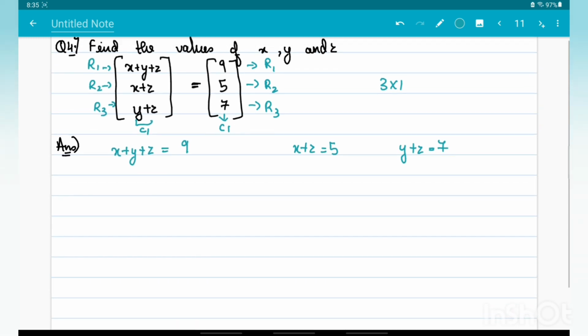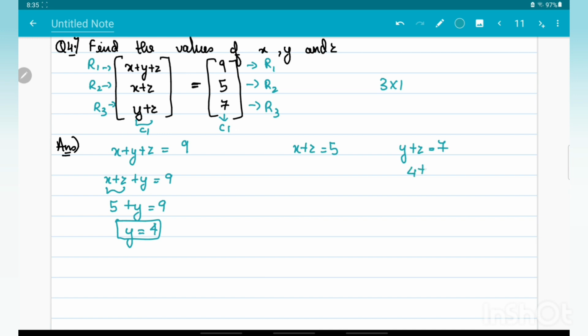Now if I see here and substitute the values, suppose I take this x plus z is equal to 5. Okay, now if I write here x plus z plus y is equal to 9, and I know that x plus z is 5, so I substitute 5 over here, and then from this I get the value of y as 4. Okay, so I've got the value of y. Now I substitute this value over here, 4 plus z is equal to 7, so z is equal to 3. Okay, I found the value of z.